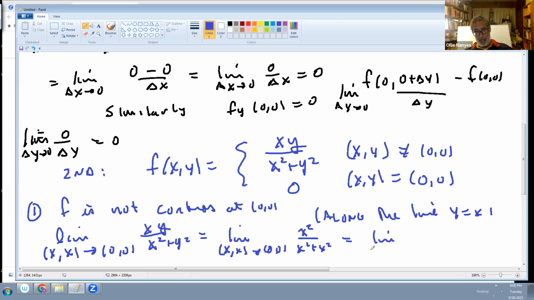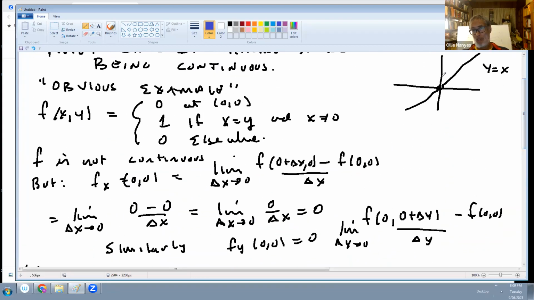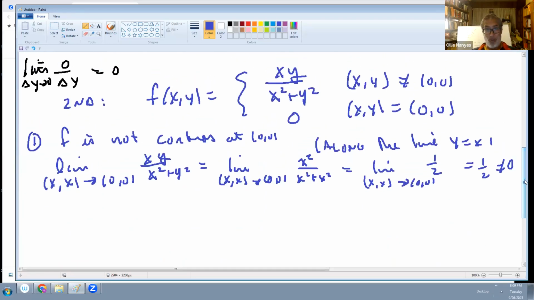Canceling the x squares because we're taking a limit, so we can do that. We're not exactly at 0. So you cancel that, we get 1/2. We see 1/2 is not 0. So this function is also not continuous at the origin. But unlike the first one, which had a whole line's worth of discontinuities, this one here has a discontinuity only at the origin.